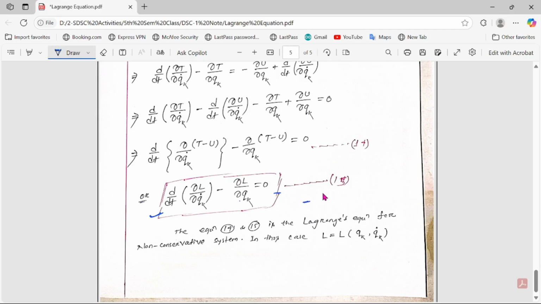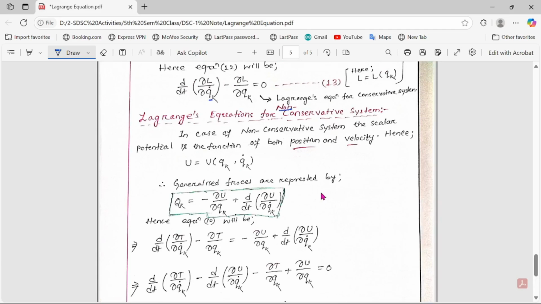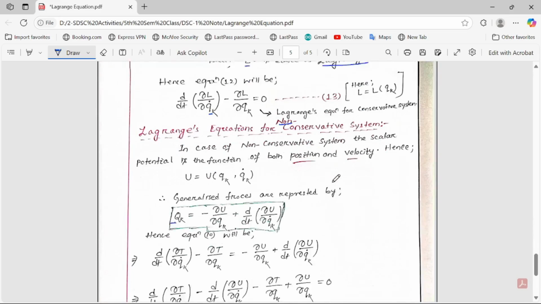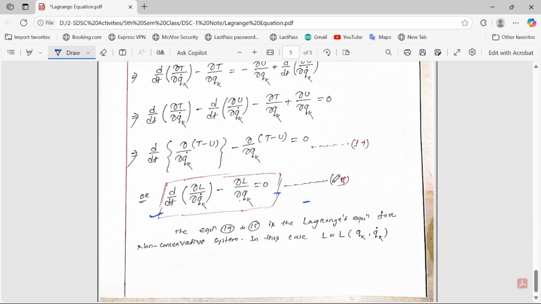But here, in the case of a non-conservative system, Qk, which is the generalized force, is represented as minus del u by del Qk plus d by dt of del u by del Qk dot. Whereas in the case of a conservative system, the generalized force is represented only by the negative gradient of potential, minus del u by del Qk. This is the difference between the conservative and non-conservative systems that we discussed in our last class in detail.